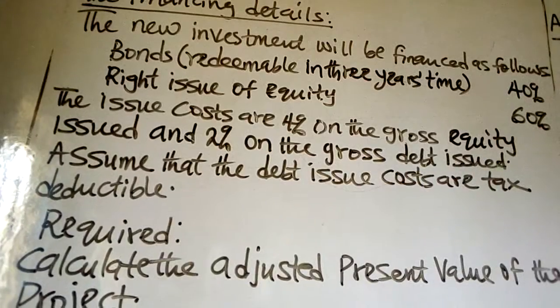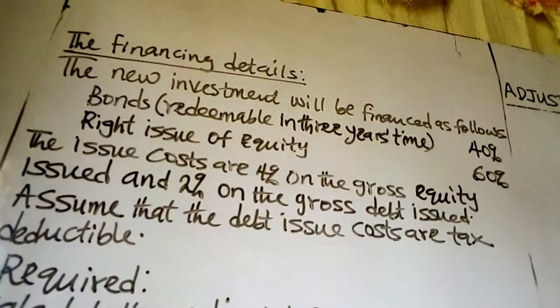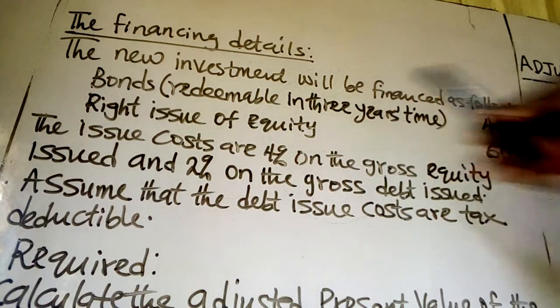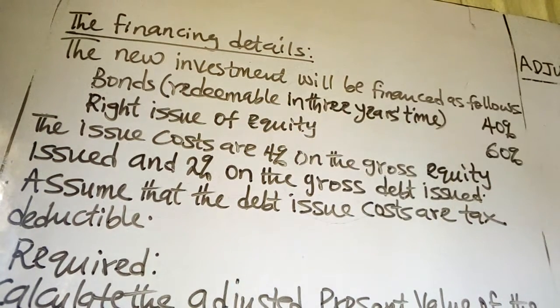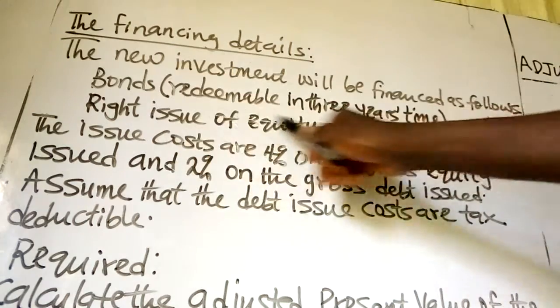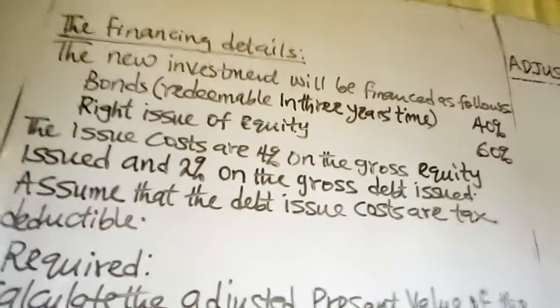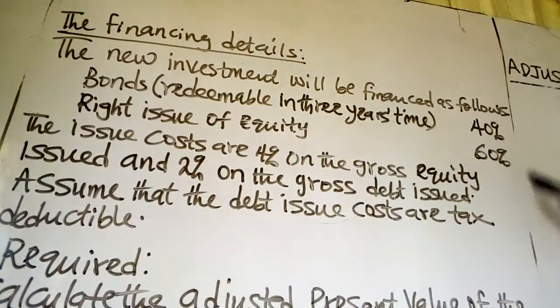Now, let's go back to financing impact. We want to look at the financing implication. The new investment will be financed as follows: bonds redeemable in 3 years time at 40%, and a rights issue of equity at 60%.